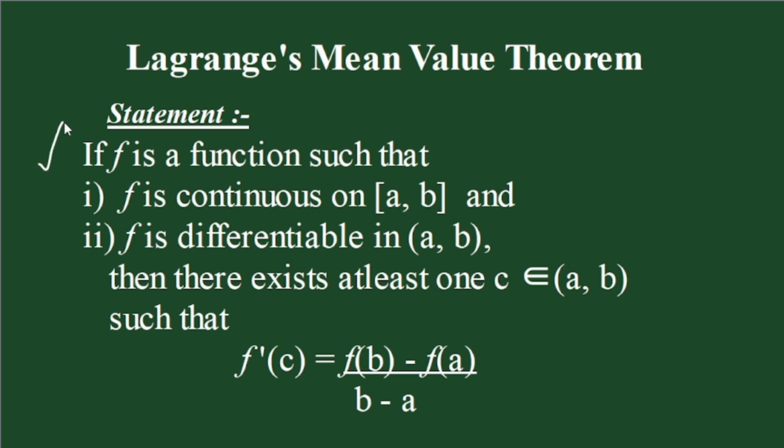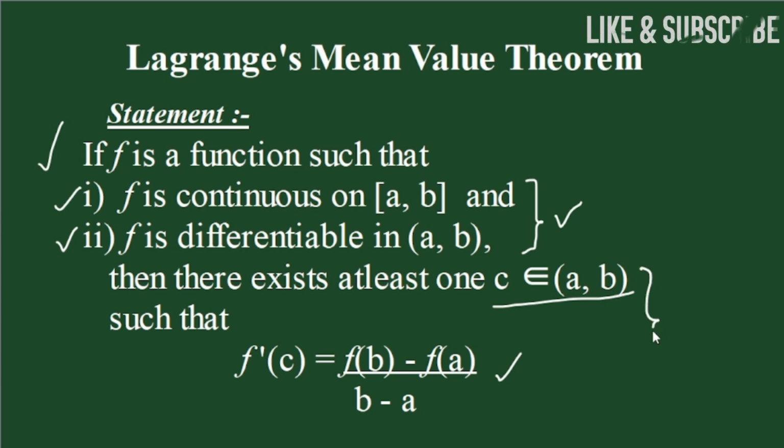We are given a function f such that f is continuous on the closed interval [a, b] and differentiable in the open interval (a, b). Then you can find a c in between a and b for which f'(c) equals (f(b) minus f(a)) by (b minus a) holds, right? So if a function is given, then we will check the differentiability and continuity of the function, right? If it is differentiable and continuous on the given interval, then it is eligible to satisfy the conclusion of the Lagrange's mean value theorem, right?